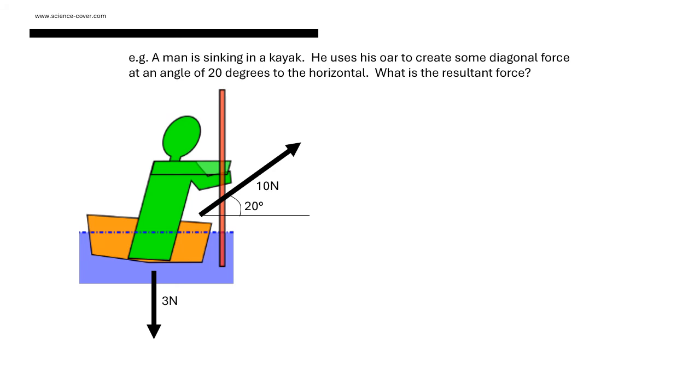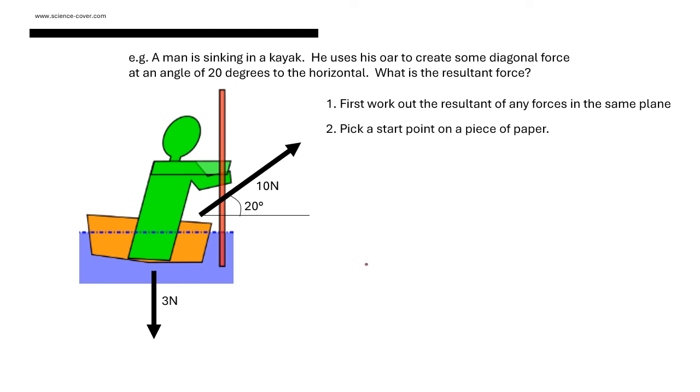In this example, a man is sitting in a kayak. He uses his oar to create some diagonal force at an angle of 20 degrees to the horizontal. What is the resultant force? The first rule was to work out the resultant of any forces in the same plane. In this particular example, there are no forces in the same plane. We have two forces, a 3 Newton force and a 10 Newton force, and they act in different directions.